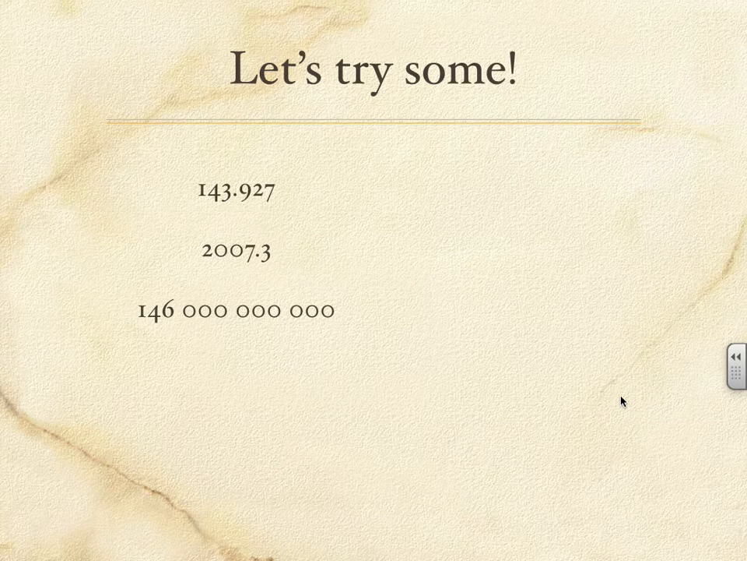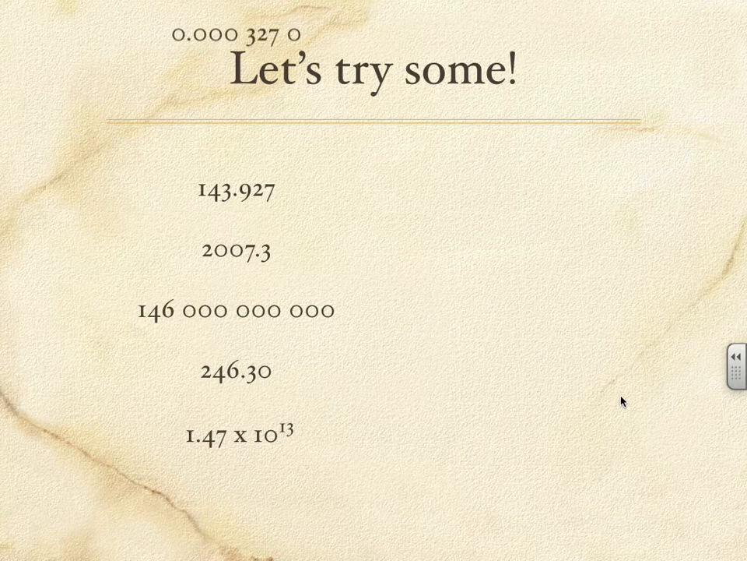If I have 149 billion. Billion. Okay, so that would just be 3, because I don't see a decimal. So now I have 246.30. Does the 0 at the end count? Yes, because I do see a decimal. So my uncertain digit here is the 0. That could be 0.29 or it could be 0.31. If we have 1.47 exponent 13, does that mean I have 13 sig figs? No, it's everything up to the x, and my uncertain digit would be the 7.